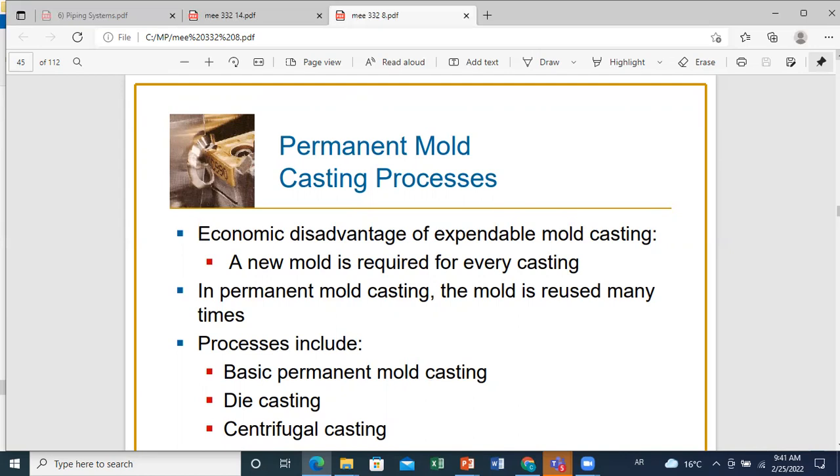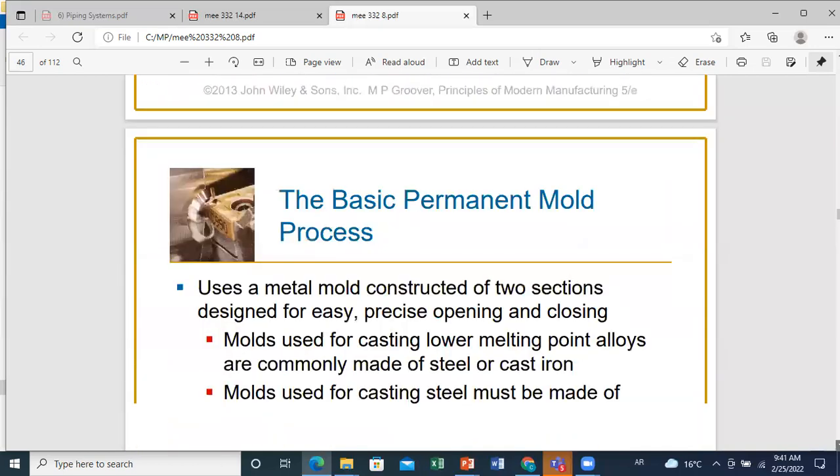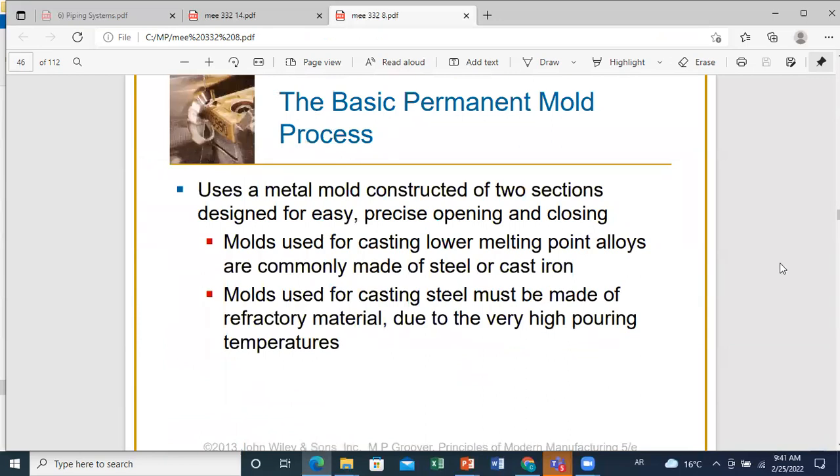So now we'll see what the permanent mold casting types are, and these processes include the basic permanent mold casting, die casting, and centrifugal casting. To start with, we have the basic permanent mold process. It uses a metal mold constructed of two sections designed for easy, precise opening and closing. We have already seen this. You have the cope and drag parts, and at the end you can open your mold to extract your final product. Molds used for casting lower melting point alloys are commonly made of steel or cast iron.